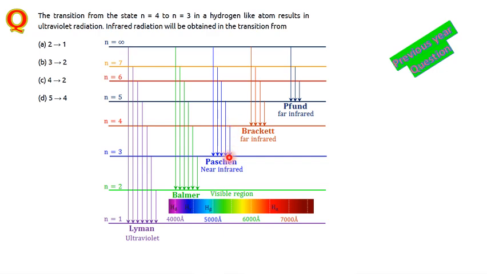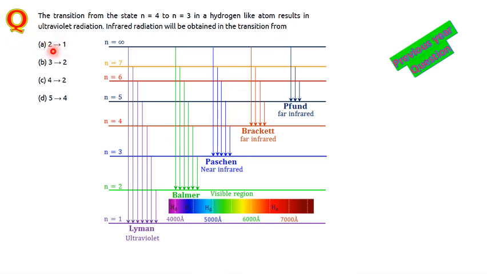This is the Paschen series. In the Paschen series you are having infrared. They are mentioned as ultraviolet, but this is actually infrared. This is not the ultraviolet region. This is the infrared region. So which transitions will give the infrared region?